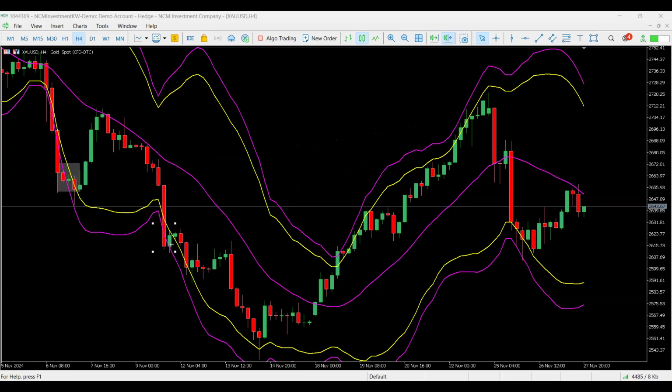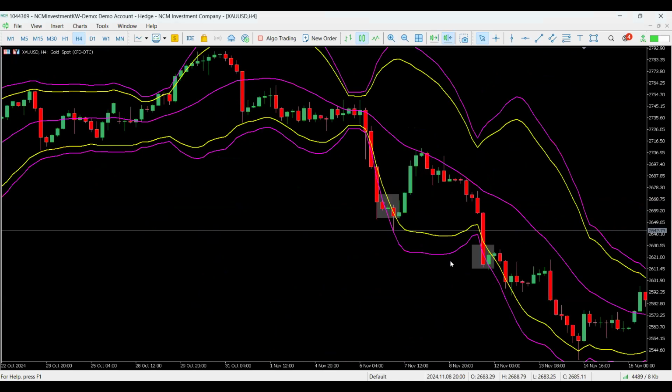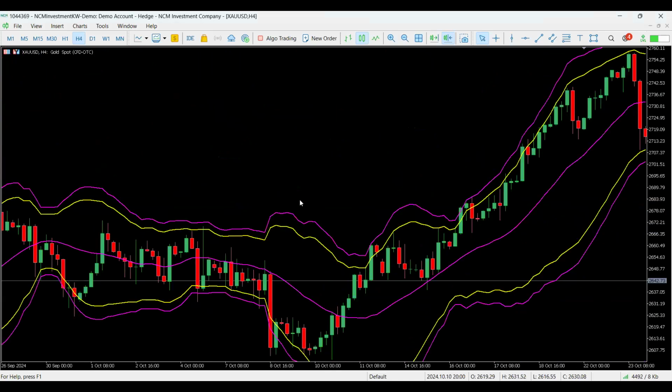Now we'll discuss more examples. Let's go more. You can see here, let's draw. This is the lower band. You have a green candle close here, and another green candle close here.